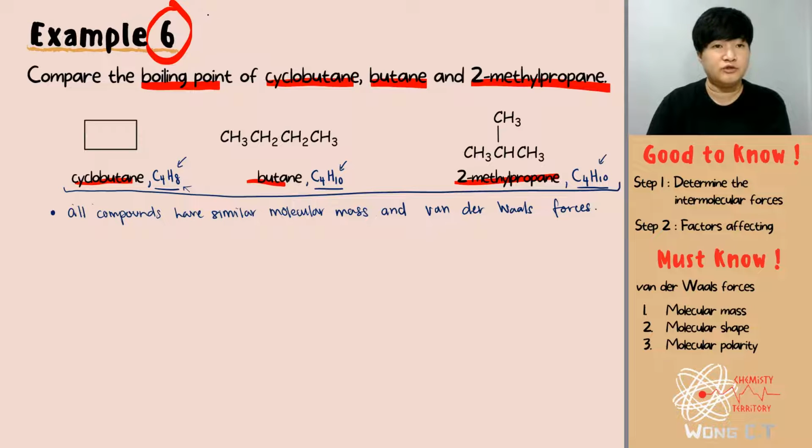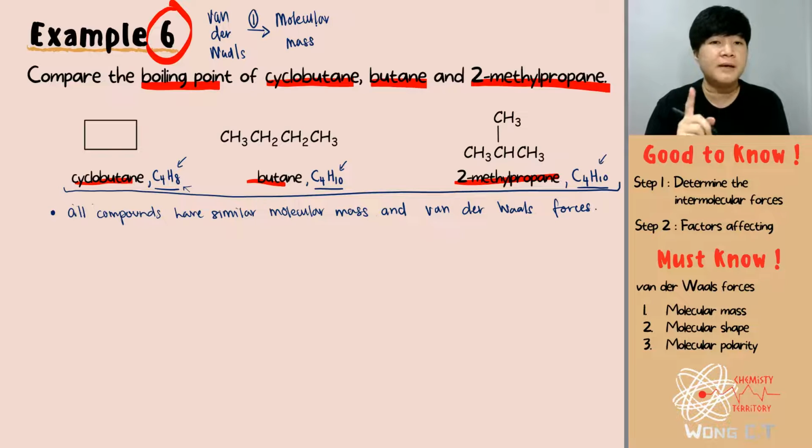And when we are going to talk about van der Waals forces, guys, we know that van der Waals forces is highly affected by the first factor, which is your molecular mass. And right now, the problem arises is your molecular mass cannot differentiate them, because the molecular mass is very similar. So what happened is, when the molecular mass is very similar, we then move to the second factor, which is molecular shape. Remember that?